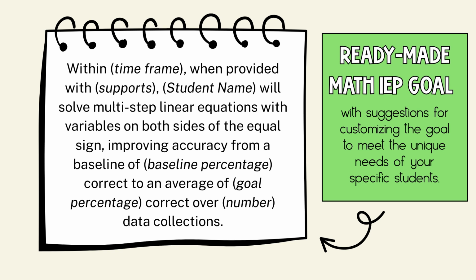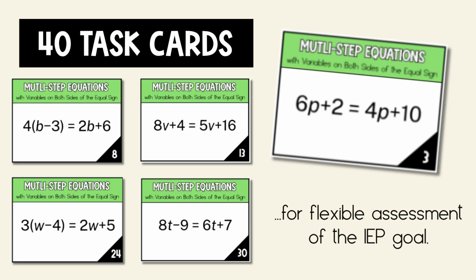This game-changing resource includes a ready-made IEP goal about solving multi-step equations, along with suggestions for customizing the goal to meet the specific needs of your student. You also get an item bank of 40 task cards that are perfectly aligned to the goal. These task cards are all you'll need for baseline assessment and progress monitoring throughout the IEP year. You can also use the task cards for instruction and independent practice.